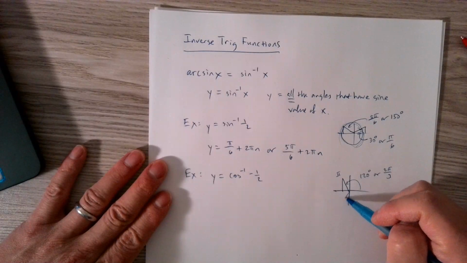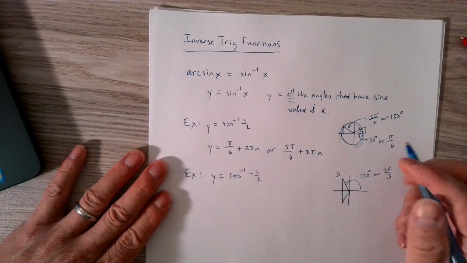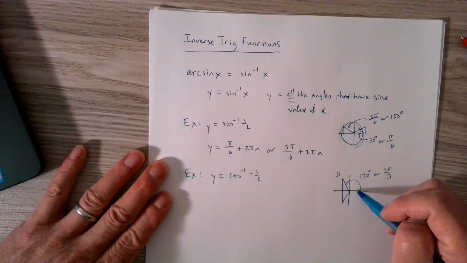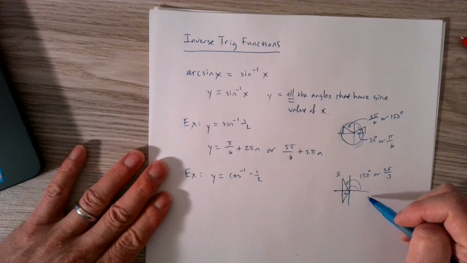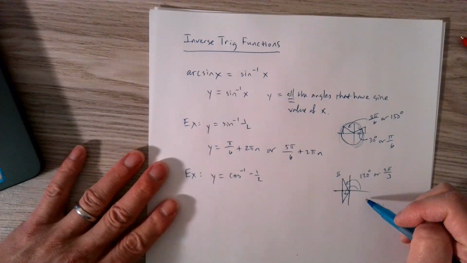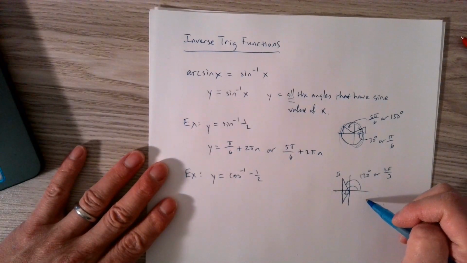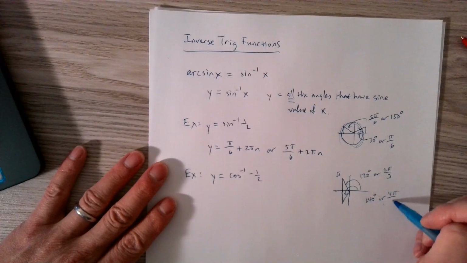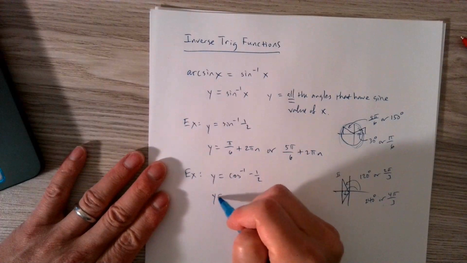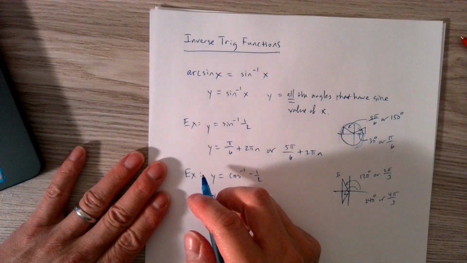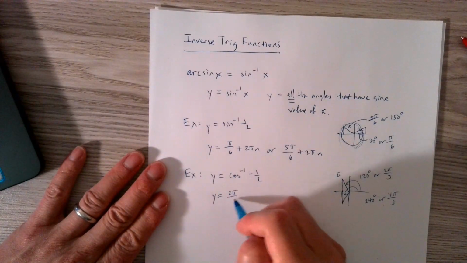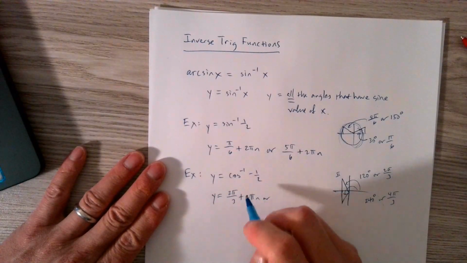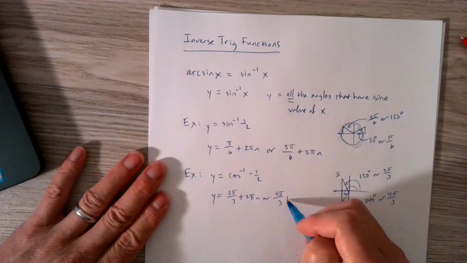And then there's another one down here that also has a cosine value of -1/2. So that'll be all the way around here. That one is going to be 240 degrees, or 4 pi over 3. So in this case, y is 2 pi over 3 plus 2 pi n, or 4 pi over 3 plus 2 pi n.